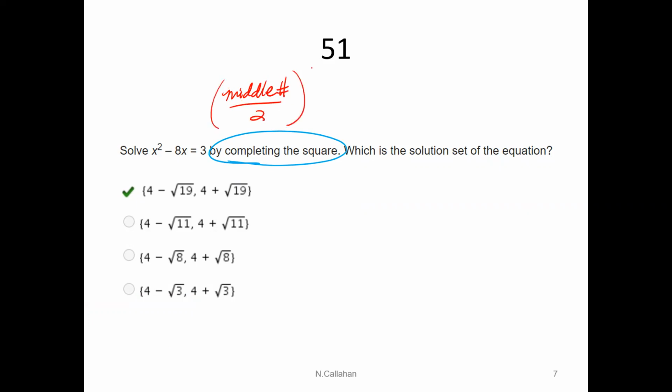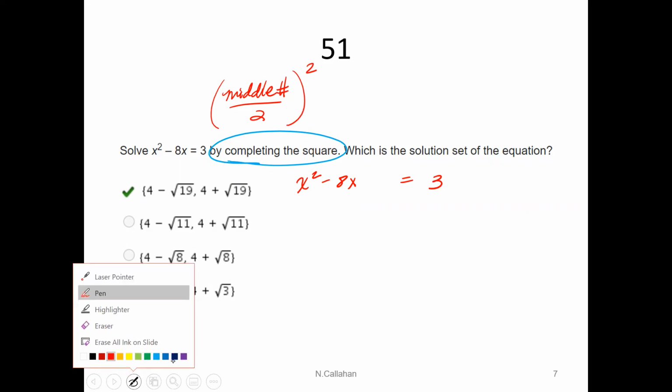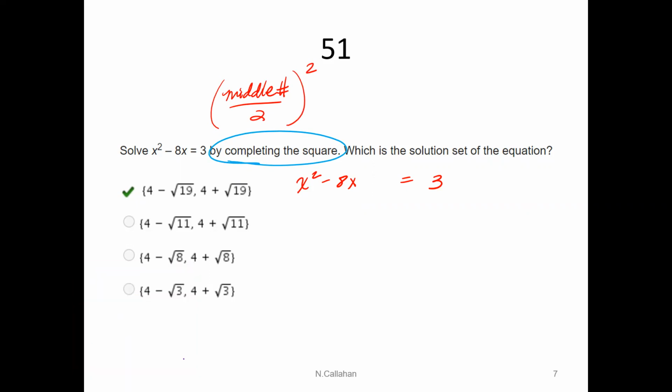Divided by 2. So now looking at this part right here, we have x squared minus 8x equals 3. So what is your middle number? Negative 8. I want you to divide by 2 and then square it. You can either do this in your head or you can go ahead and use your calculator on your desk.